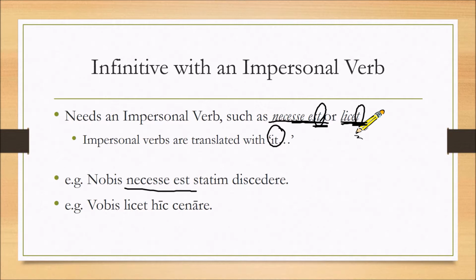Here our main impersonal verb is necesse est, it is necessary, and the infinitive completes that idea and tells us what it is necessary to do. Vobis licet hic cenare, it is allowed for us to eat here, and same idea where you have licet as your main verb. It is allowed to do what? To cenare, to eat here.